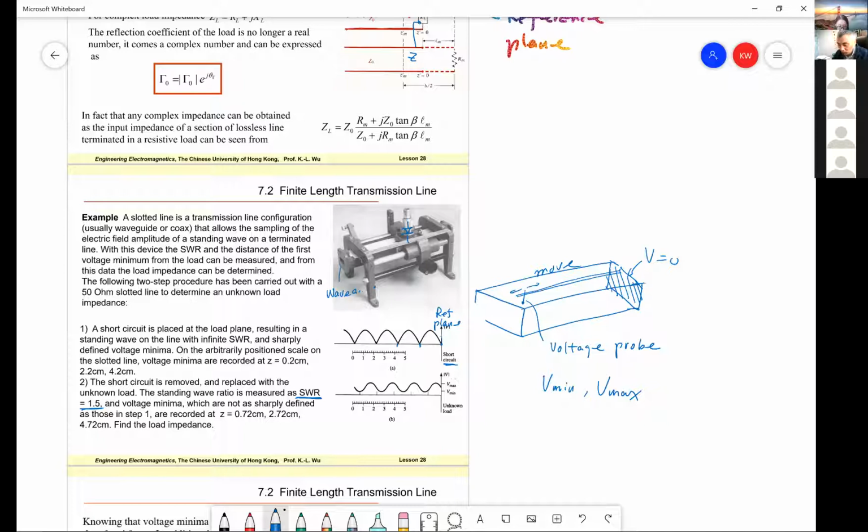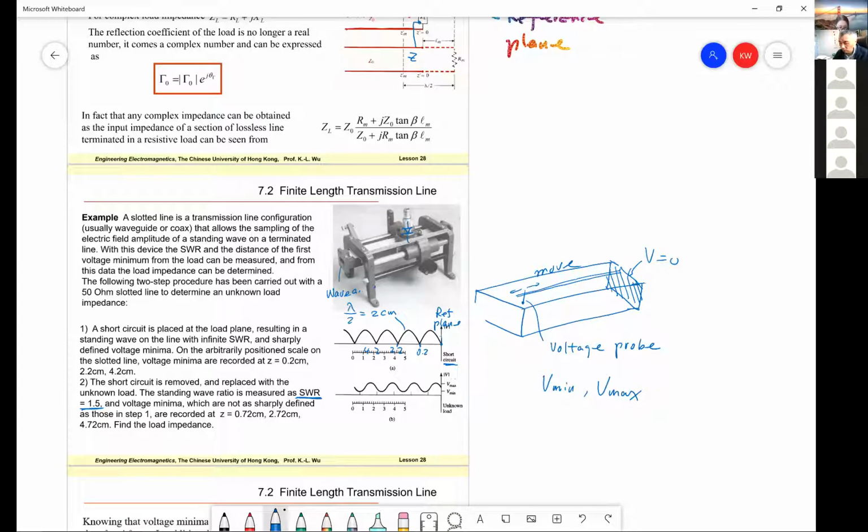At 0.2, 2.2, 4.2. So that means the half wavelength is 2 centimeters, right? The difference is 2 centimeters. Now we know the wavelength. We also know the location of our reference plane, right?